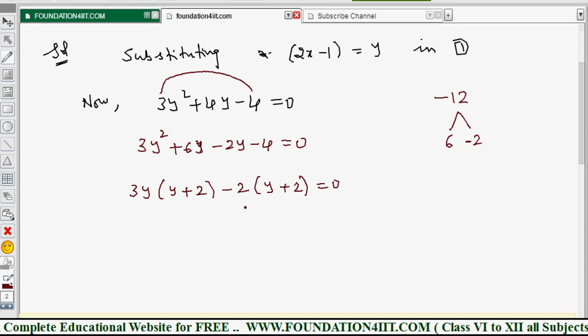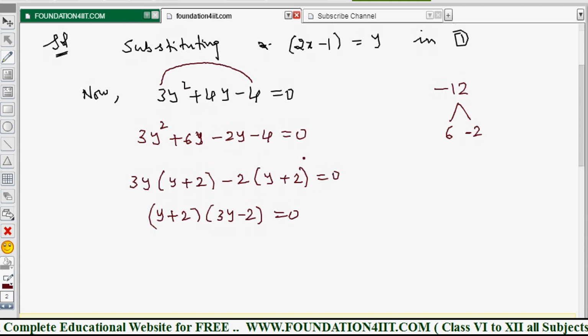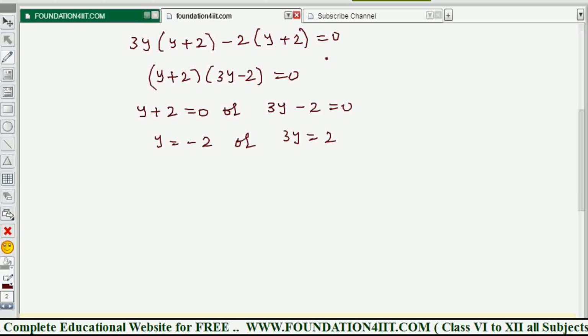Same like a quadratic equation, how you factorize, same way you do this. Now (y plus 2) in bracket (3y minus 2) is equal to 0. So according to the zero product rule, y plus 2 is equal to 0 or 3y minus 2 is equal to 0. So from this y is equal to minus 2 or 3y is equal to plus 2, so y is equal to 2 by 3.